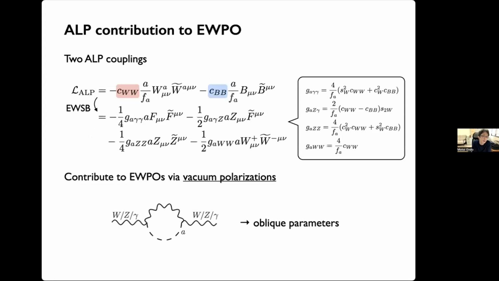Okay, so let's start from the ALP contribution to the electroweak observables. As I said, there are two types of interactions: the interaction with the SU(2) gauge boson and the coupling with the B boson. And after electroweak symmetry breaking, these W boson and B boson are decomposed into the photon, the Z boson, and the charged W boson. So we have four interactions coming from the two couplings.